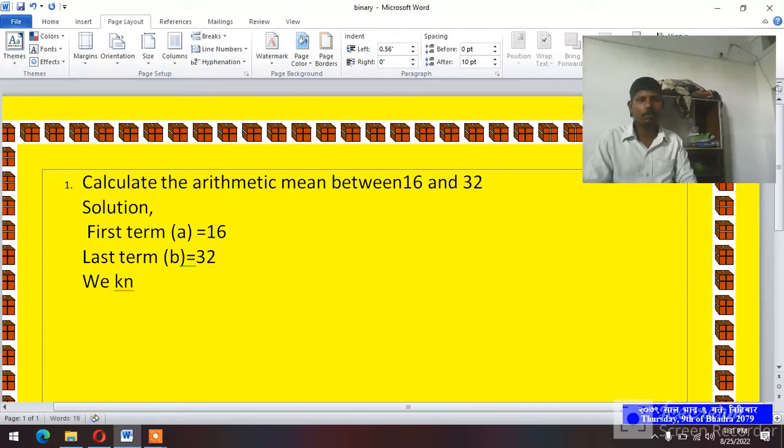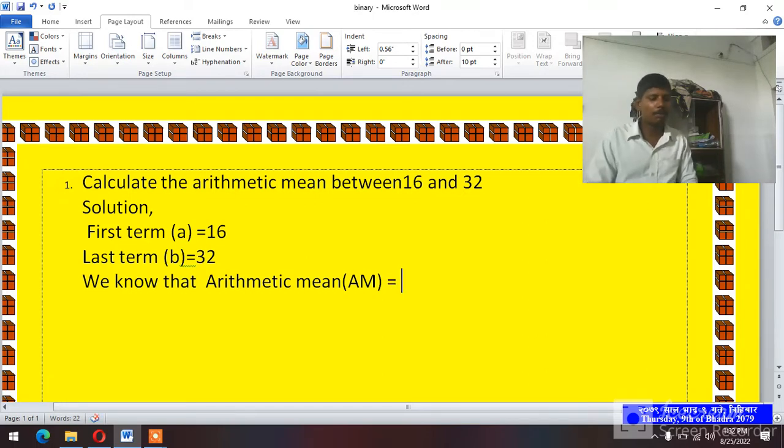We know that arithmetic mean, in brackets AM, is in short term arithmetic mean, and its formula is arithmetic mean equals A plus B by 2.